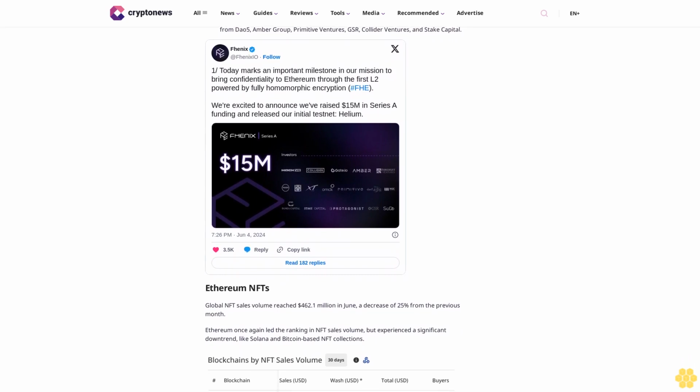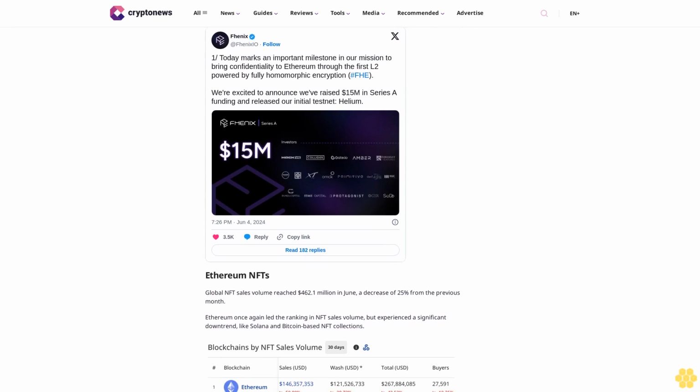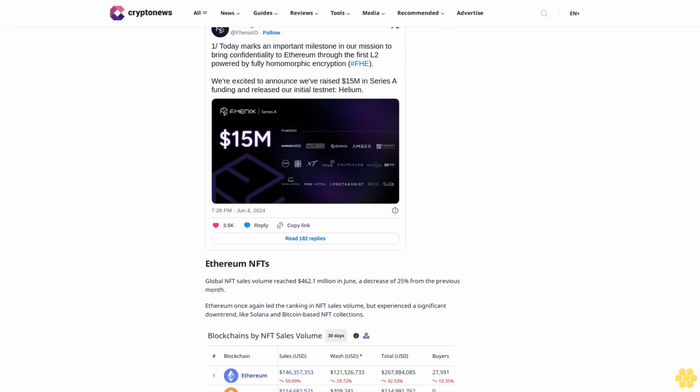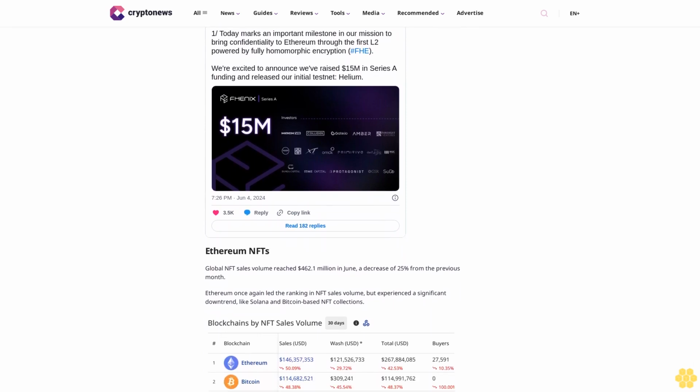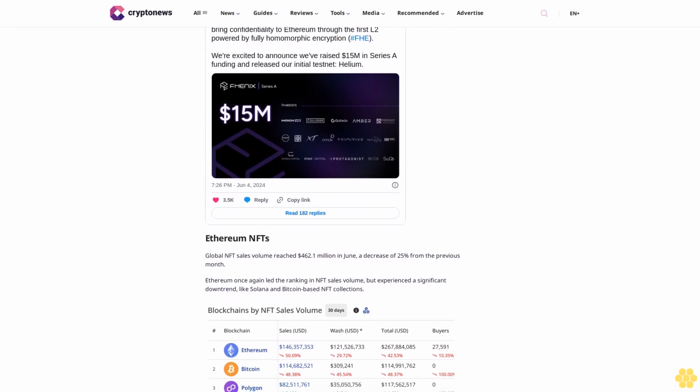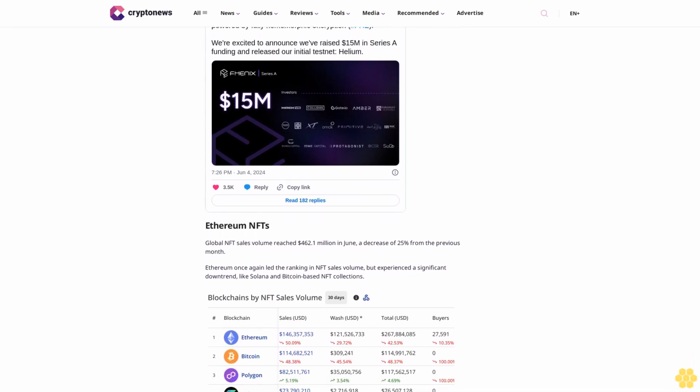Blast, the native token of Blast, rallied a little over 40% from 2 cents per token to $0.281 following the airdrop. Partnerships and fundraising news.